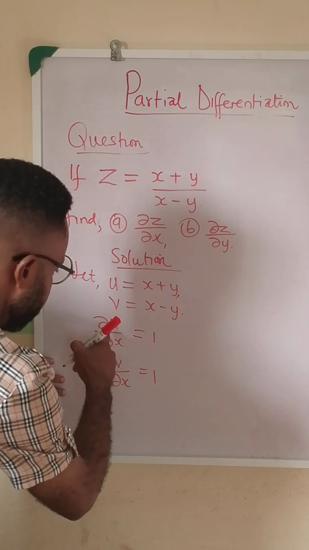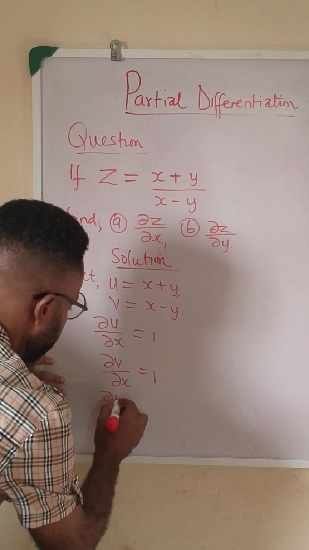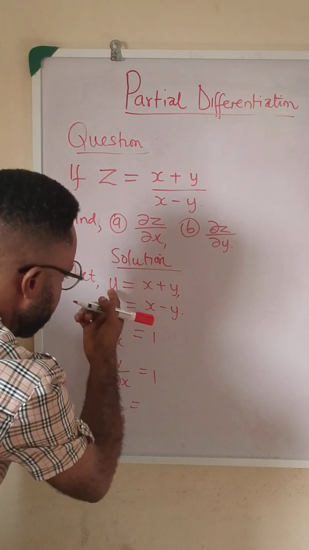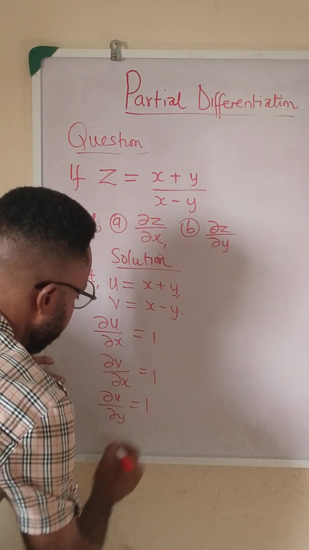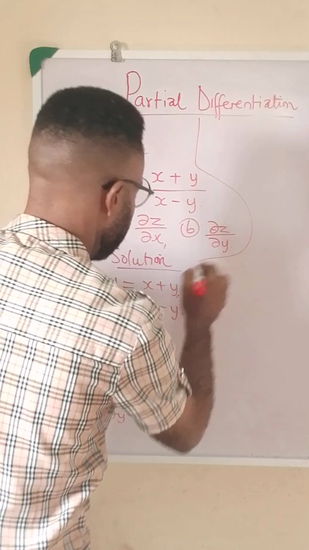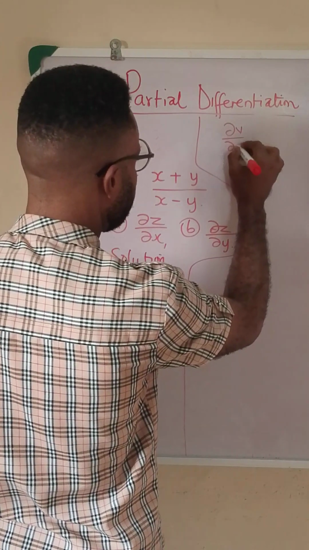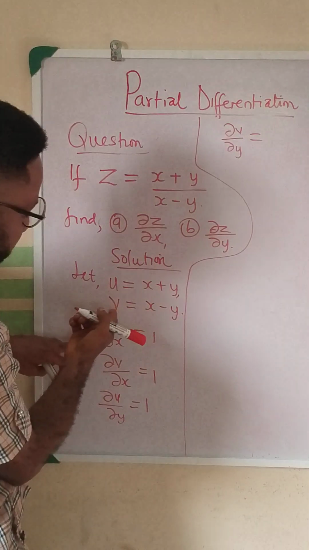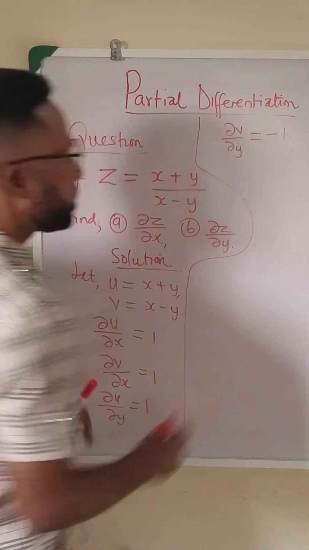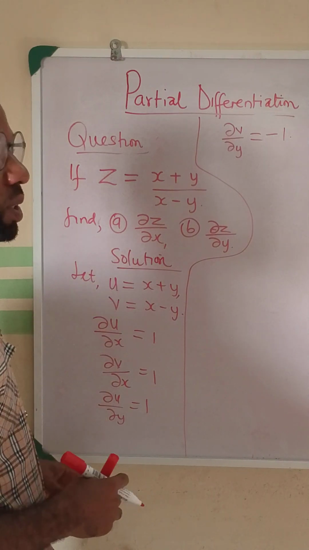We also have to differentiate u with respect to y. The partial derivative of u with respect to y will give us 1, because we are differentiating u with respect to y. Then the partial derivative of v with respect to y: the y is negative, so it will be negative 1. Having done this, we can now apply our quotient rule to solve this question.